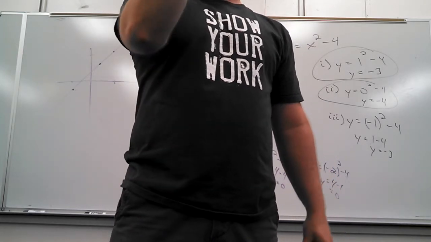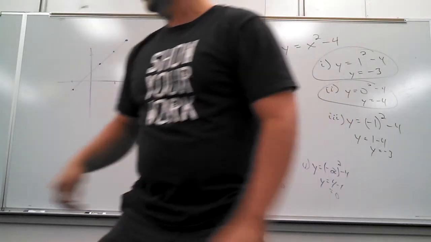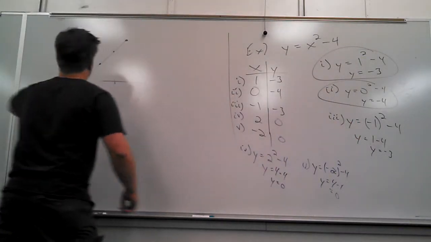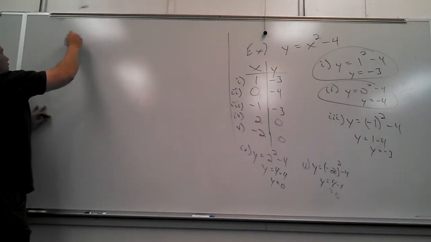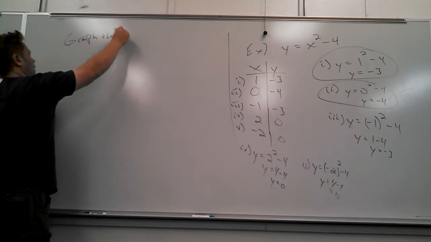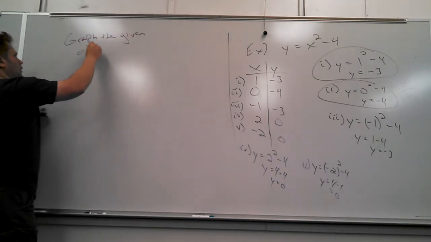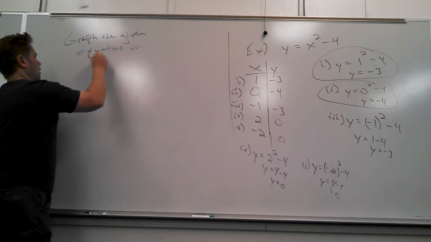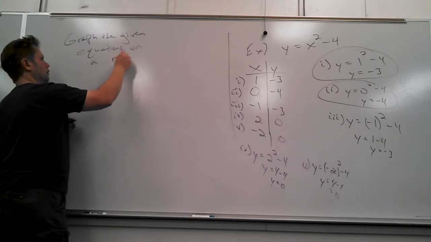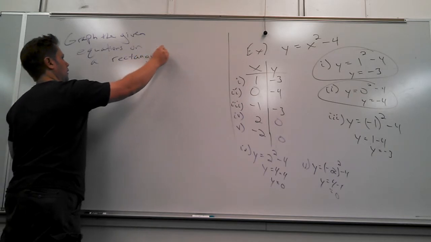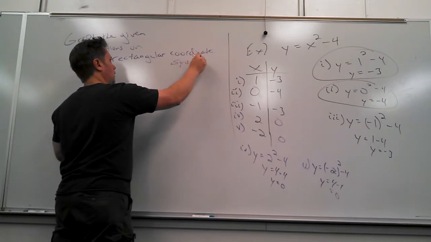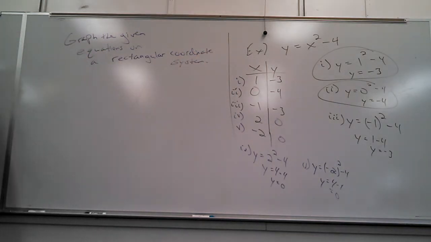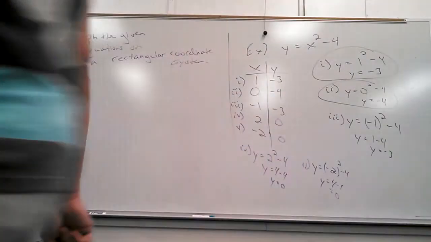I got one last thing from chapter 8 to talk about, and then we're going to head out. Let me show you a strange equation. Graph the given equations on a rectangular coordinate system.